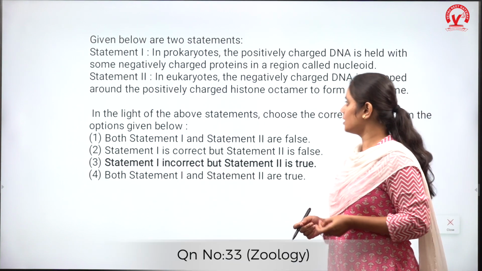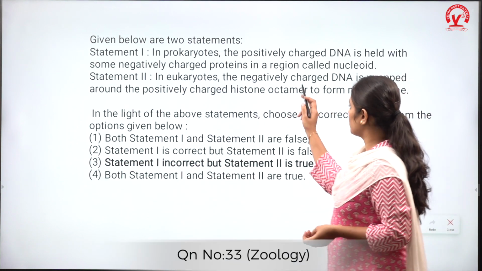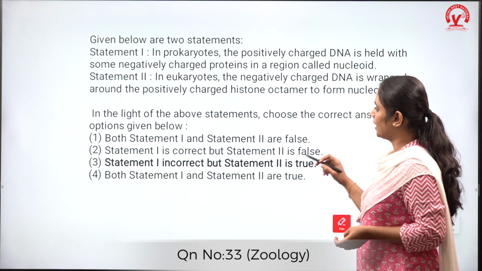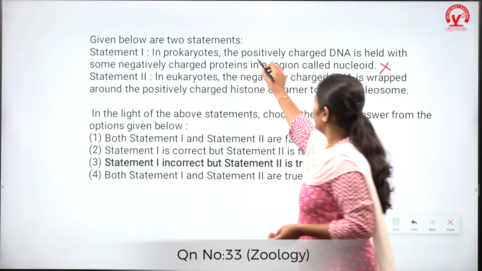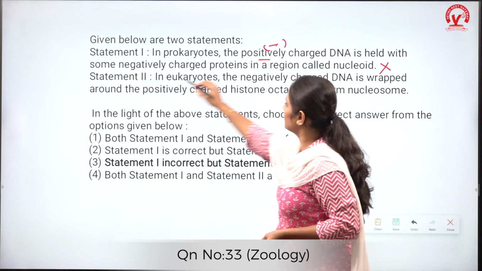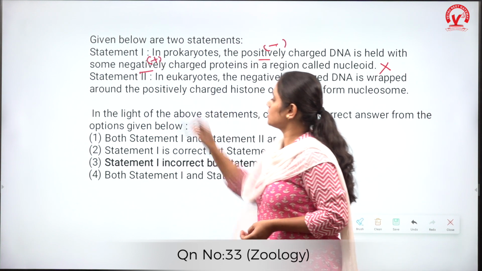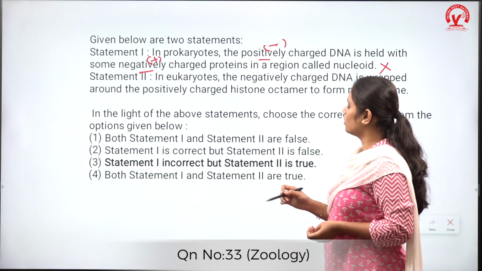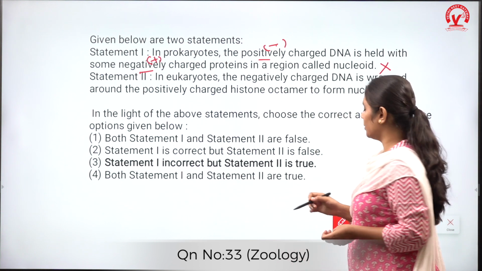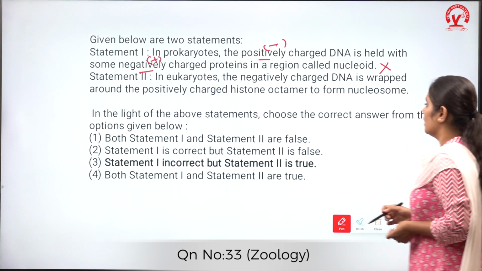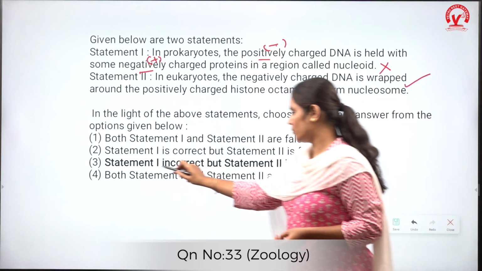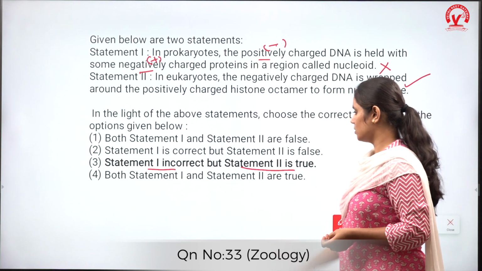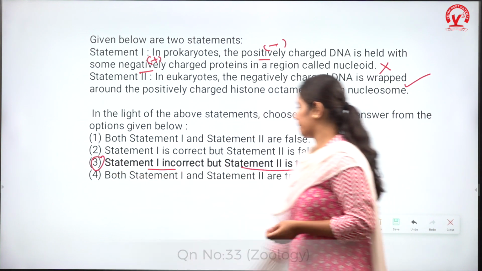Another statement question. Statement 1, in prokaryotes, the positively charged DNA is held with some negatively charged proteins in a region called nucleus. This is wrong because this will be negatively charged and this will be positively charged. Whereas in statement 2, in eukaryotes, the negatively charged DNA is wrapped around the positively charged histone octamer to form the nucleosome. This is correct. So, statement 1 is incorrect and statement 2 is true. This is option 3.